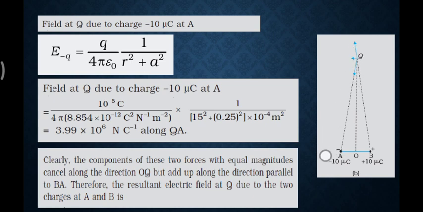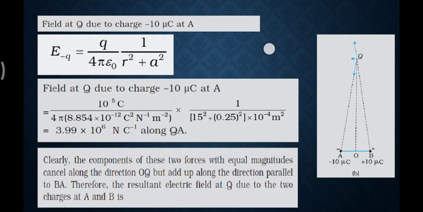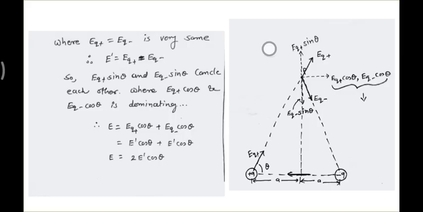Is it okay? Inward. Okay, so clearly the components of the two fields are equal in magnitude, 3.99 into 10 to the power 6 along the BQ and 3.99 into 10 to the power 6 along the QA. So both components cancel each other along the direction parallel to BA, and therefore the resultant electric field on Q is also changed at the points A and B. So this is what we discussed in part number 9. Here I am taking exactly this figure, which is reversed for us. How? Let us see.